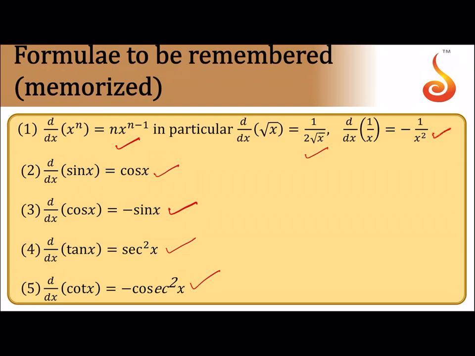Next one, these are all simple formulae. Derivative of x to the power n is n x to the power n minus 1. Derivative of sin x is cos x. Derivative of cos x is minus sin x. Derivative of tan x is secant square x. Cot x is minus cosecant square x. Derivative of root x is 1 by 2 root x. Derivative of 1 by x is minus 1 by x square.